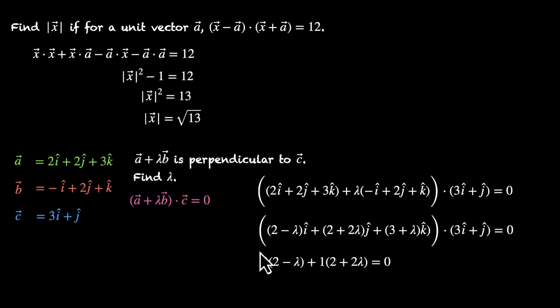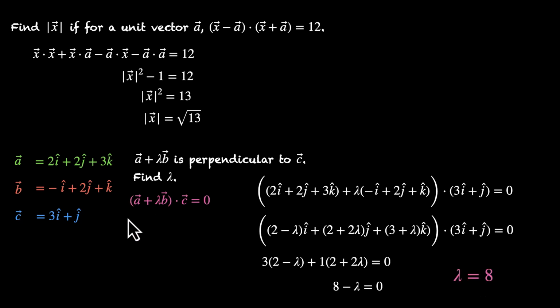So now we have a linear equation in lambda. Let's simplify. 3 times 2 is 6, plus 2 is 8. So that's 8 minus 3 lambda plus 2 lambda. This becomes minus lambda. So we have 8 minus lambda equals 0, which means lambda is equal to 8.